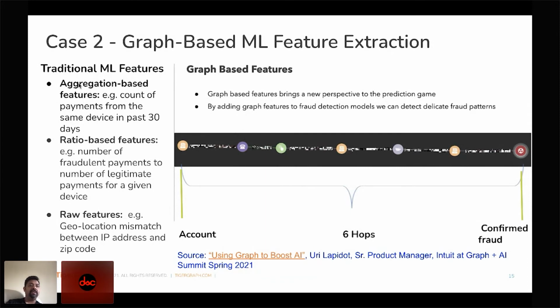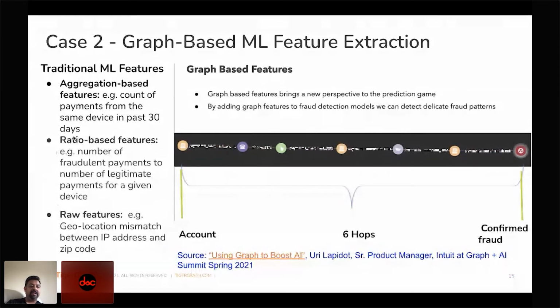They talked about traditional features that are used for AI, things like aggregation features, where you count the number of payments from the same device in 30 days. Ratio-based features, that is the ratio of the number of fraudulent payments to the number of legitimate payments for a given device, right? And then raw features like geolocation mismatch, where you see this particular IP address and this particular zip code that's there in the record don't match, right? The IP address is from a different country and the zip code is from a different state, different country.